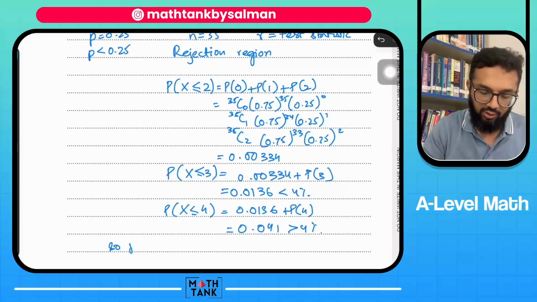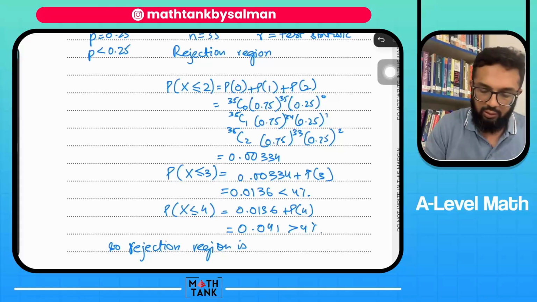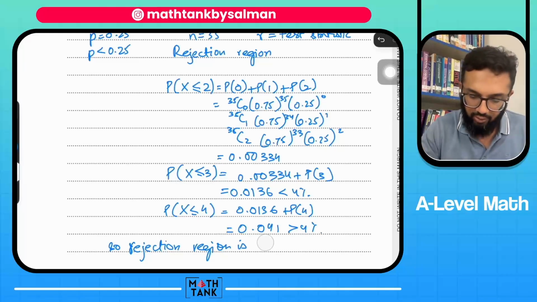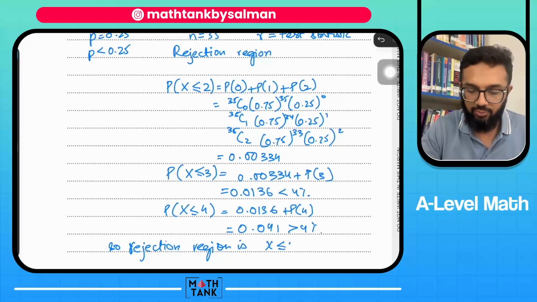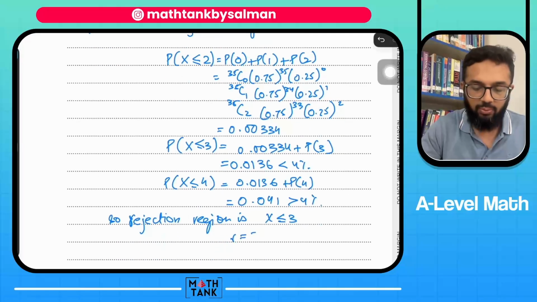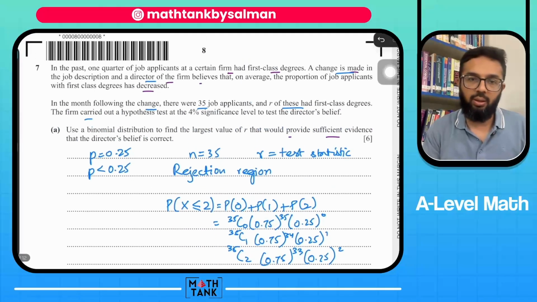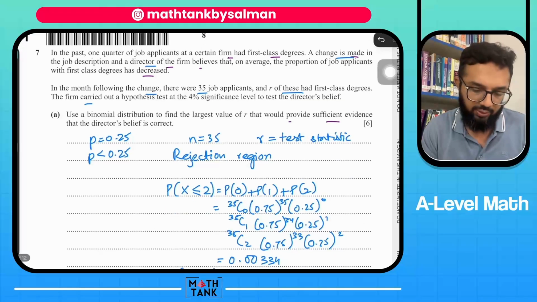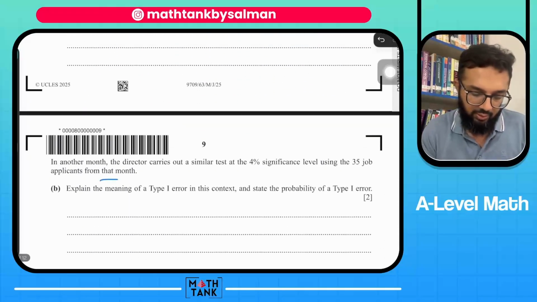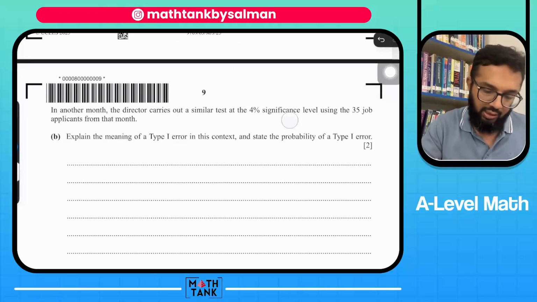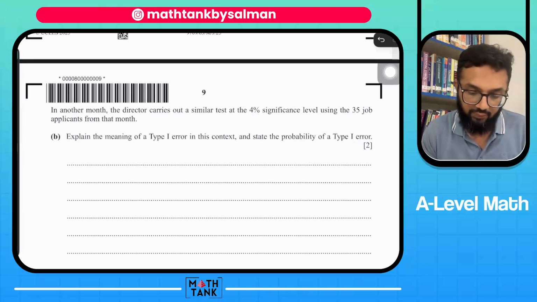So the rejection region is x is less than or equal to 3. R is therefore equal to 3. R was the greatest possible value at which you would reject the null hypothesis, right? So that is R. In another month, the director carries out a similar test at the 4% significance level using the 35 applicants from that month.